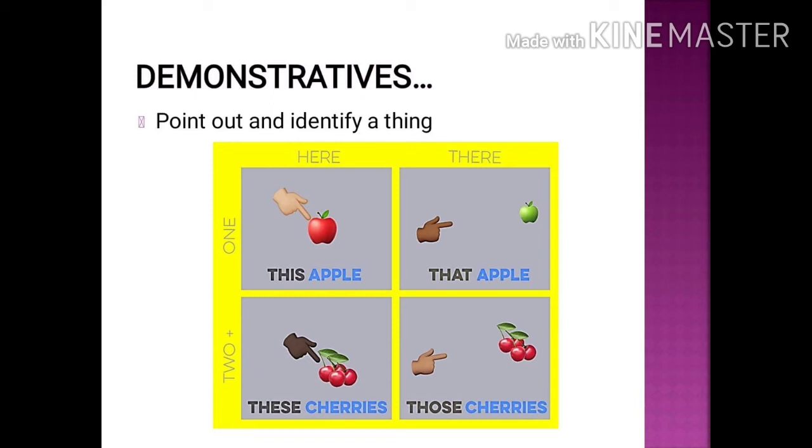Those is used to point out plural things which are far. I repeat, children, demonstratives this and that are used only in front of singular nouns, but these and those are used in front of plural nouns. Plural nouns, more than one. You say this apple and these apples. You say that apple and those apples.